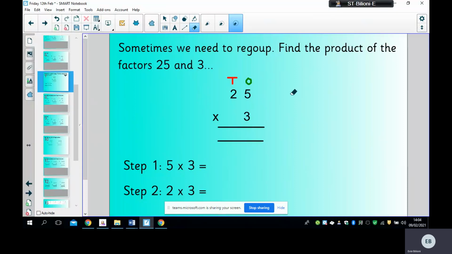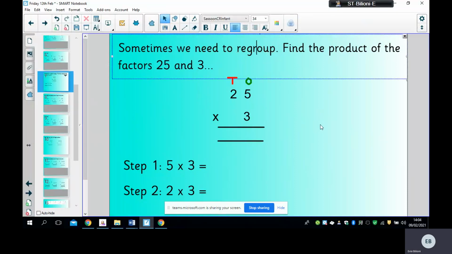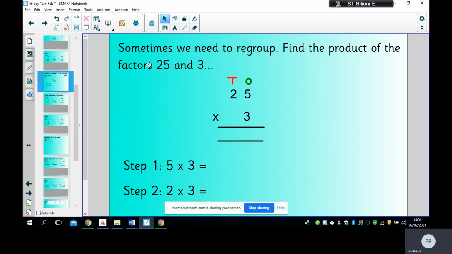Now we're going to make it a little bit trickier. We're going to regroup. So we need to find the product, find the total of the factors 25 and 3. So I've set it out similarly. I've put in my place value columns and I've lined them up neatly. So my ones are all in a line and my tens are.